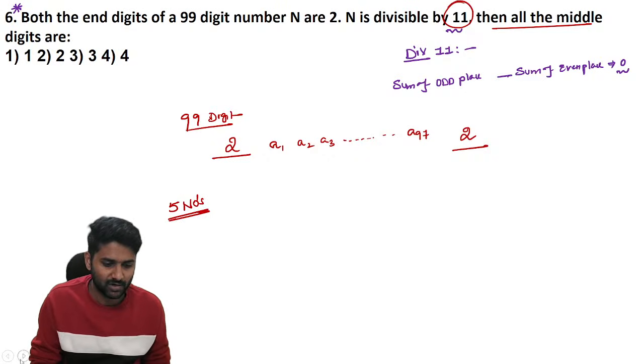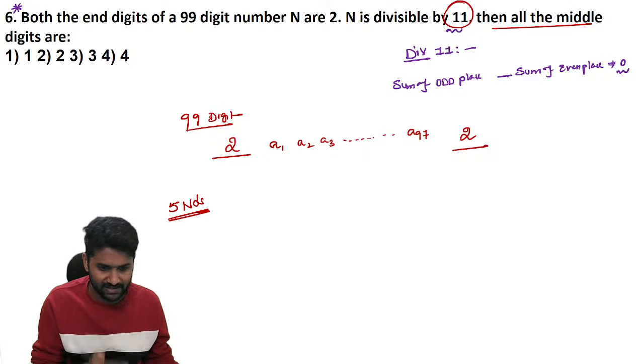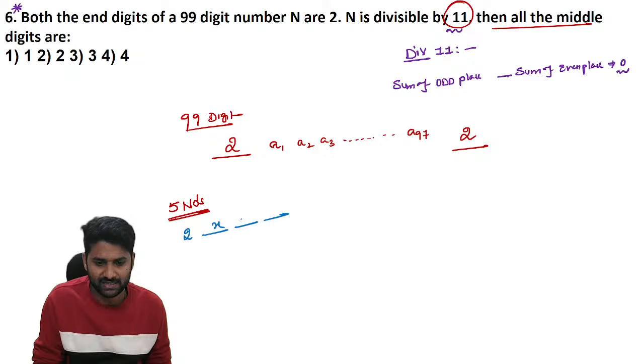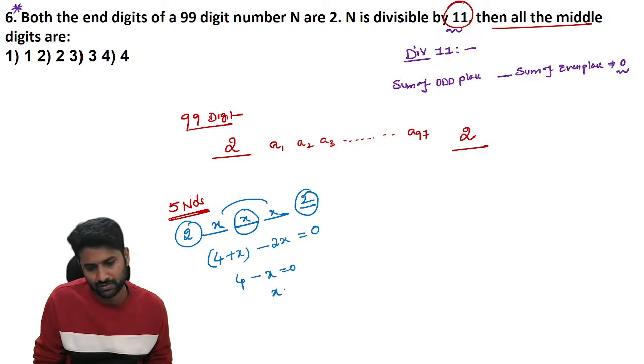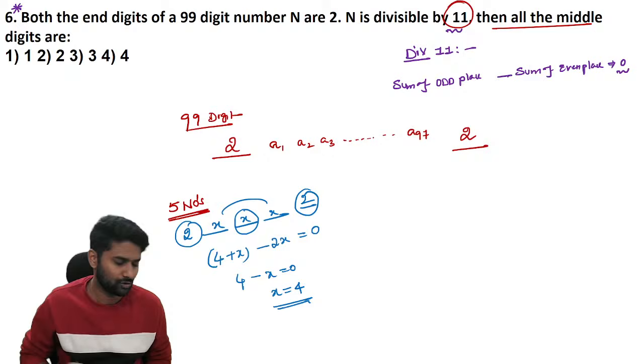Why? Because 99 is an odd number, so we can't take all 99 digits; it takes a lot of time. That's why we are assuming 5 digits. The first digit is 2, and they clearly mention that all the middle digits are the same: X, X, X, and the last digit is also 2. As you know the property, the sum of odd positions, 2 plus 2 plus X, which is 4 plus X, minus the sum of even positions, the result is 0. Now 4 minus X is equal to 0, then X must be 4.